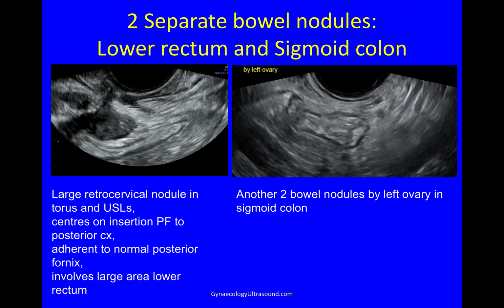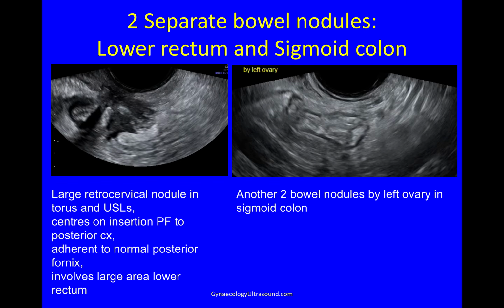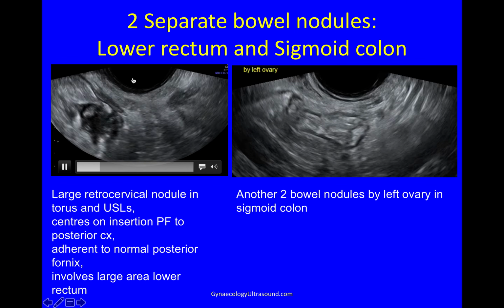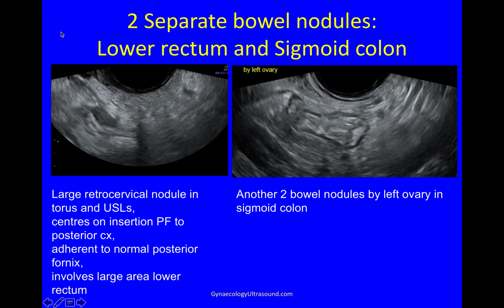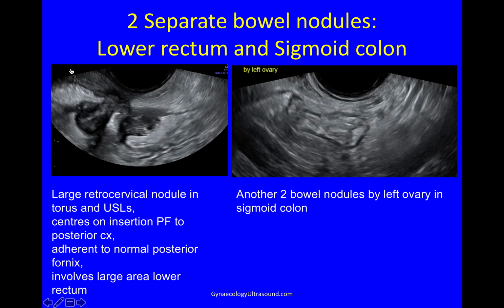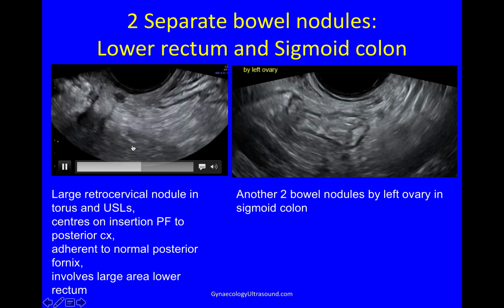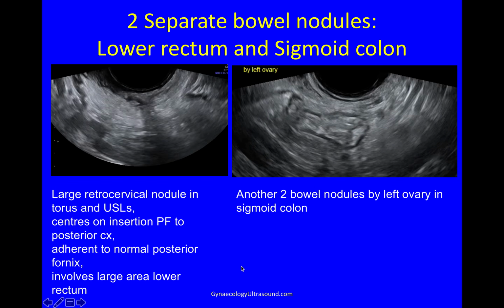Sometimes you see separate bowel nodules. So in this example, we've got nodules in the lower rectum and in the sigmoid colon. And I'll play this one. Here we are in the posterior fornix. The cervix is up there somewhere. And you can see sweeping from side to side, there's a very large bowel nodule there in the lower rectum, in the anterior wall.